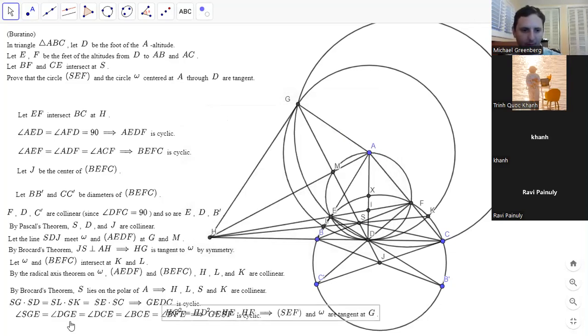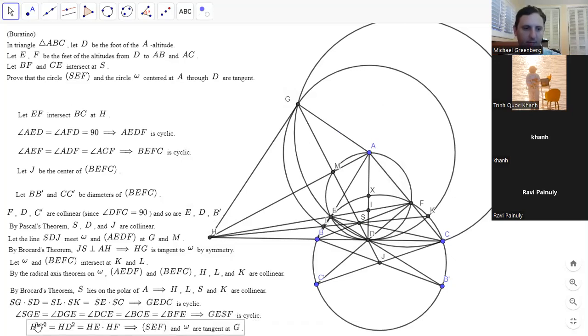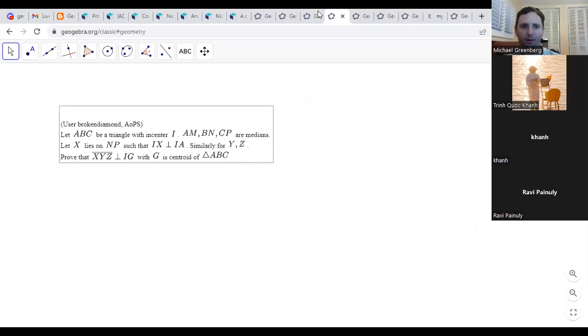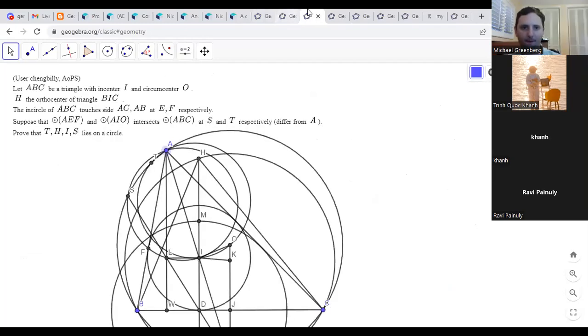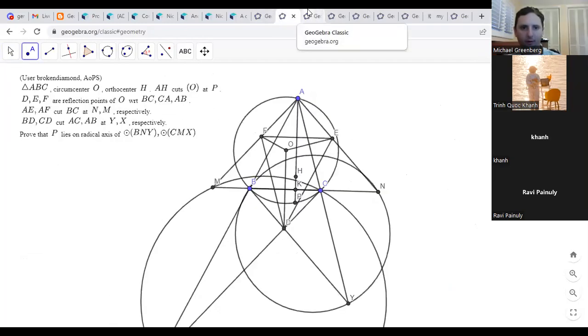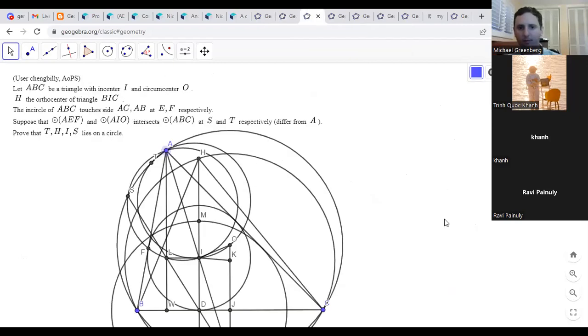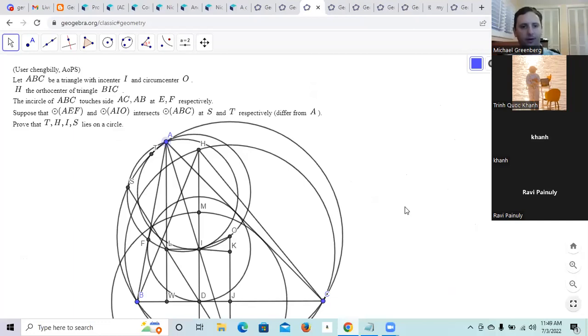So I'll go back to some of the previous ones we did. But this is a cool one. We got Pascal, we have Brocard's theorem a bunch of times, and power of a point a bunch of times. So either this one or this one looks like it might be easier. I don't know, but it's still not that easy.